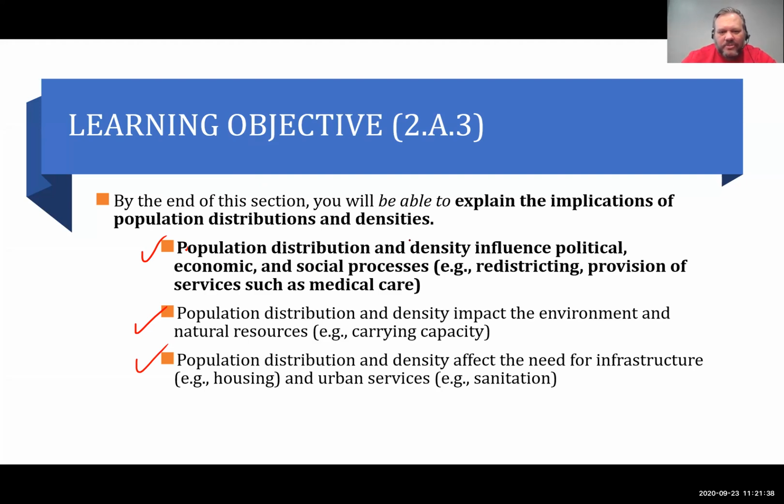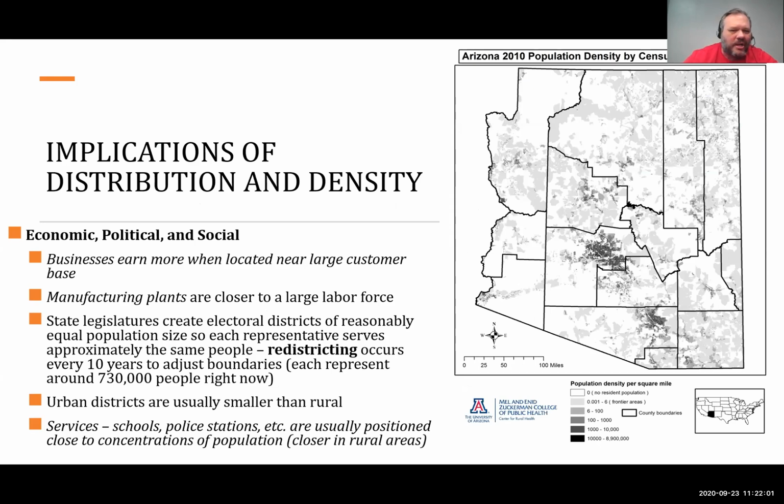All right. And so this first one that we're going to look at, and this is all about distribution and density again, looks at how those two things affect the political, economic, and social processes. All right. And so how does population density or distribution affect the politics of an area, the economics of an area, and the social processes like education and healthcare of an area? All right, and so when we take a look at this, let's take a look at some of the different things.